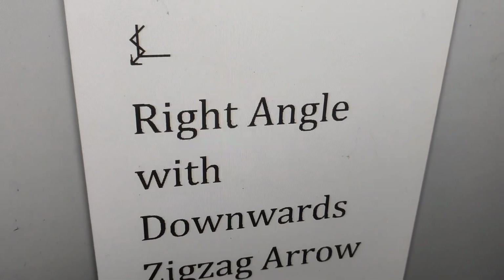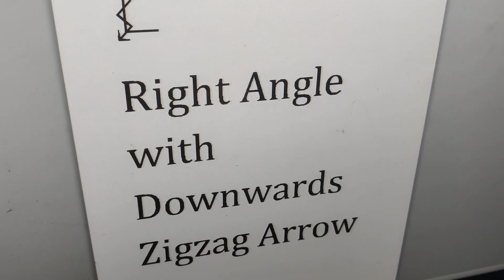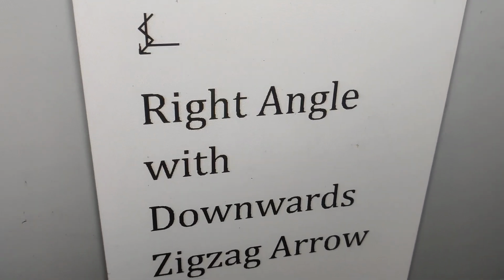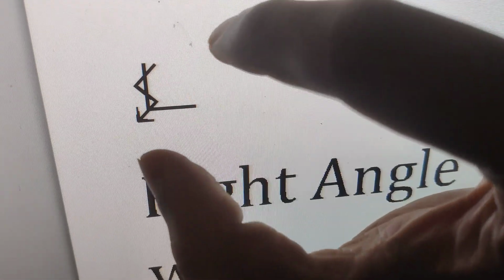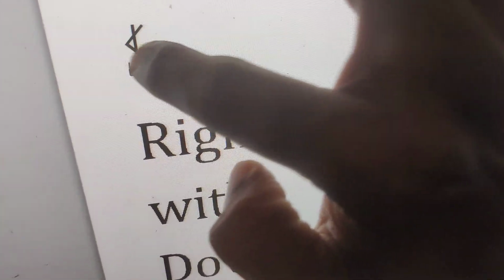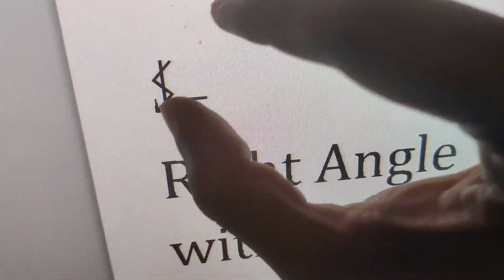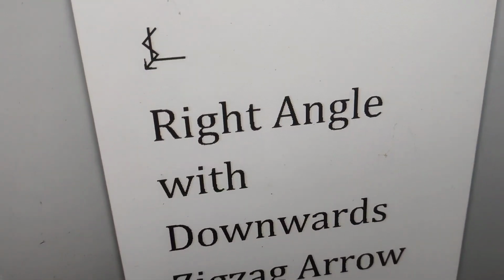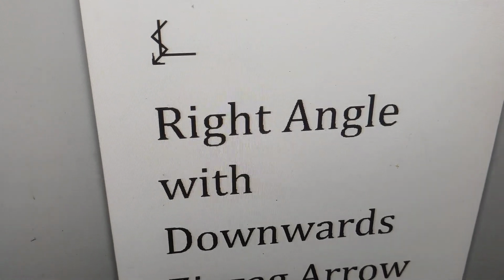So in today's video we discuss how to create a right angle with a downwards zigzag arrow. So to create this symbol, you can see that this is a right angle with a downwards zigzag arrow. To create this symbol in your computer using a keyboard shortcut, you can simply open your Microsoft Word in your Windows computer.